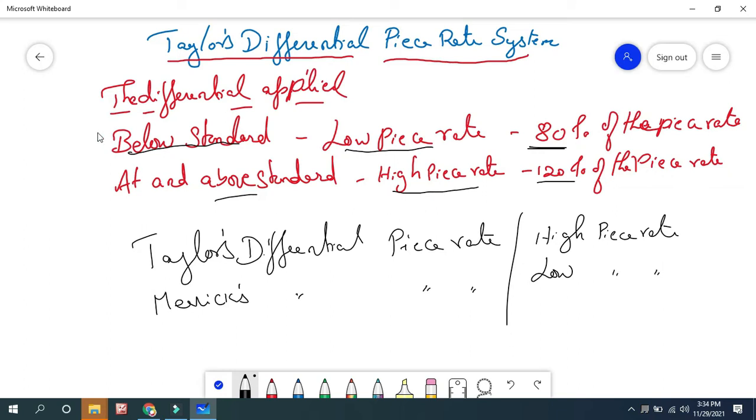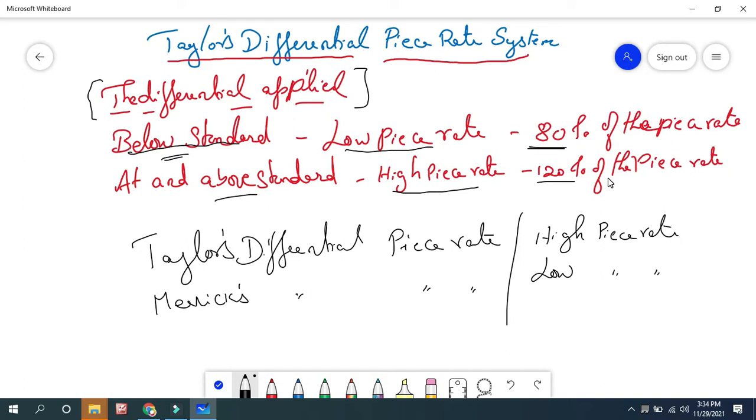Now we are going to see the differential applied by Taylor's differential piece rate. Below standard, it is said to be the low piece rate, that is 80% of the piece rate, and when it is at and above the standard, then it is a high piece rate, that is 120% of the piece rate.